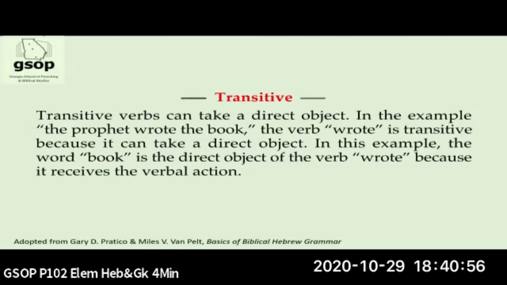A transitive verb, as we mentioned already, can take a direct object. Example: the prophet wrote the book. The prophet is the subject, wrote is the verb. So if you say the prophet wrote, you're left hanging. Wrote what? To what? Come on, finish the sentence.